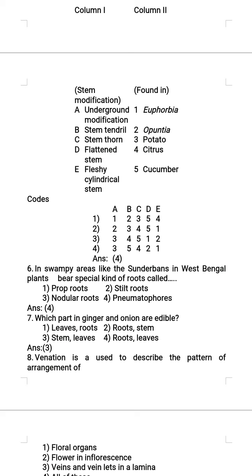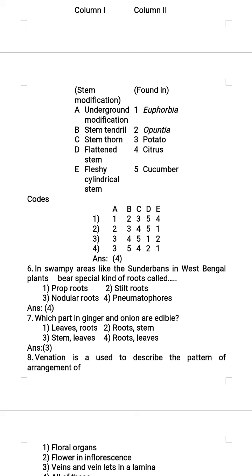Next, seventh one. Which part in ginger and onion are edible? So 2 plants are given here, students. We need to identify 2 modifications. Okay? Now let us see the first one. Leaves and roots respectively, roots and stem respectively, stem and leaves respectively, roots and leaves respectively. So the correct answer for this question is stem and leaves. Okay, in which plant can this be applicable?